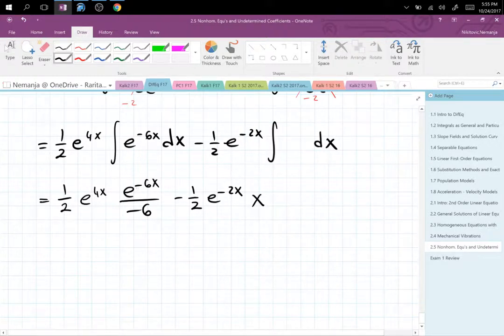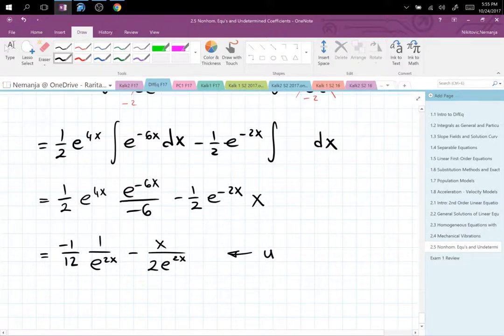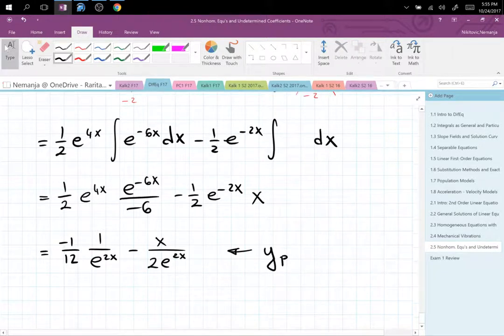Now, these puppies simplify. So it's 1/2, negative 1 over 12, because 2 times negative 6, right? And then e to the 4x minus 6x is e to negative 2x, so 1 over e 2x downstairs, minus x over 2e to 2x again. Perfect. So this thing is yp, particular.